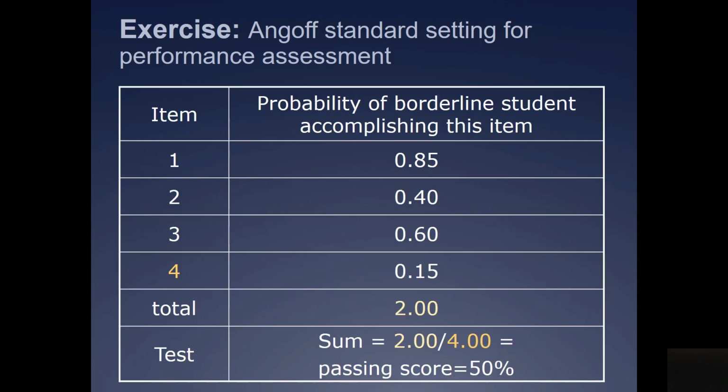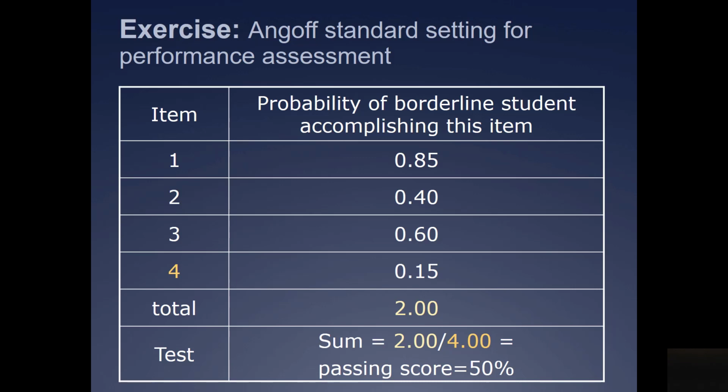Let's say we have a 4-item test. It could be a checklist. It could be a multiple choice quiz, anything along those lines. The critical component is we want to get to that question. What is the probability of a borderline student accomplishing this item? The easier the item, the higher the probability this borderline student is going to accomplish this item. So looking through this, item 1, fairly easy with an 85% chance that that borderline student is going to accomplish this item.